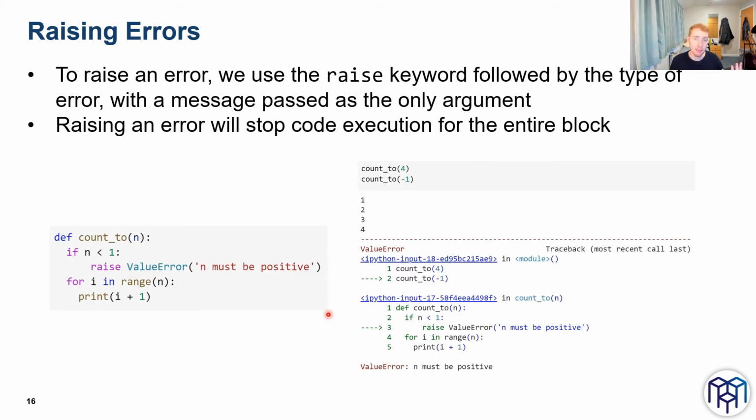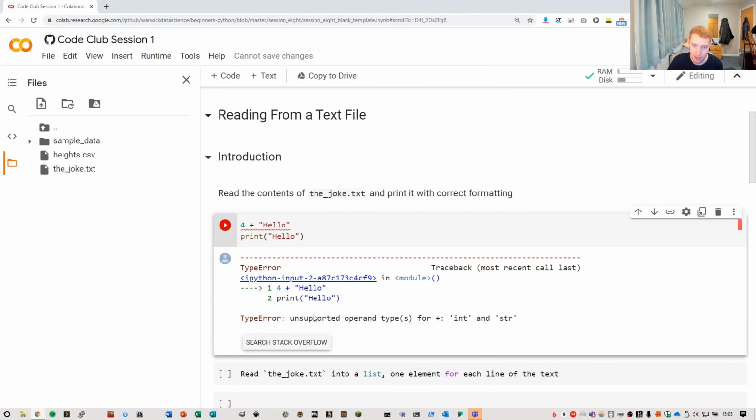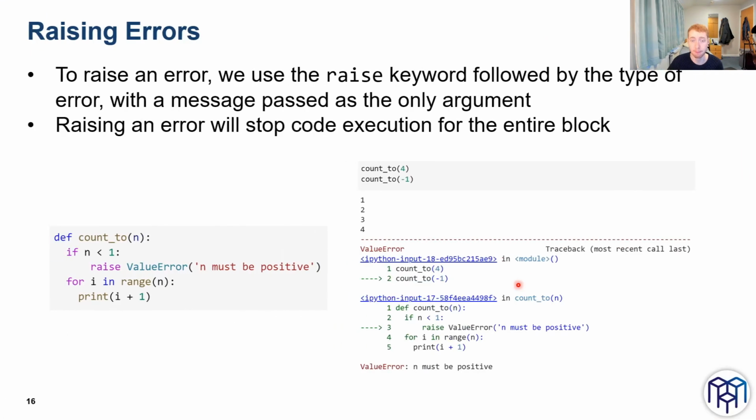So, to raise an error, we use the raise keyword. We follow it by the type of error we want to raise, and then some brackets containing the message that should be raised with the error. So in this case, the message was unsupported operand types for plus, int, and string.